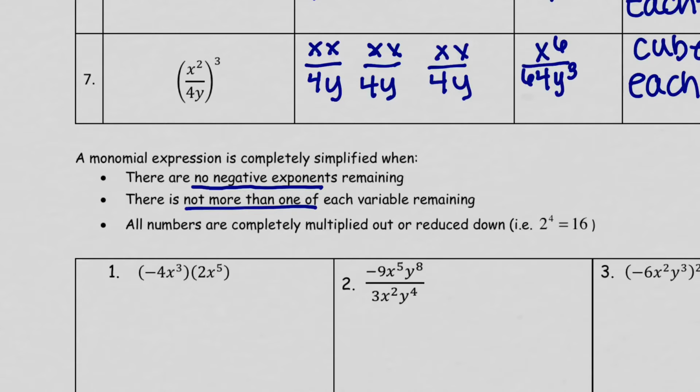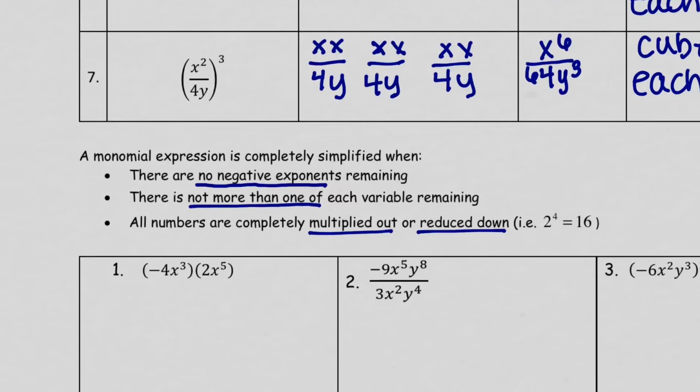So there's only one x, it can be in the top or the bottom. There's only one y, it can be in the top or the bottom, or any variable, just so long as there's only one of them to represent. And then all numbers are completely multiplied out or reduced down. So you've simplified your numbers as much as you can. So no negatives, not more than one of each variable, and it is completely reduced, to the most exact that you can make it.